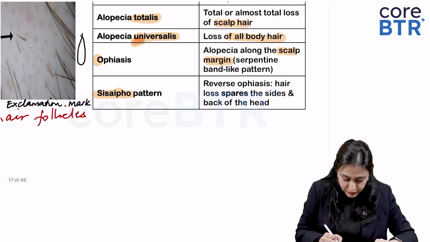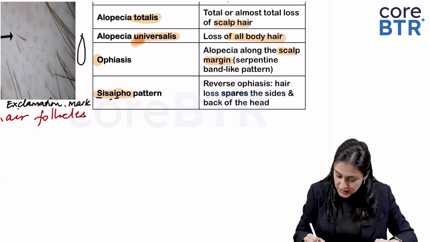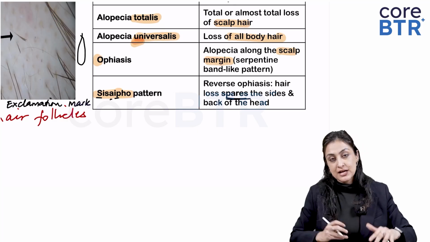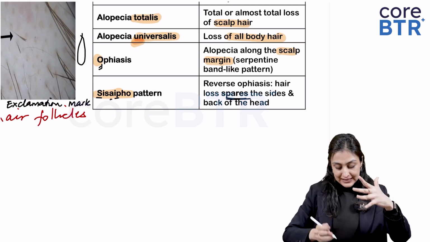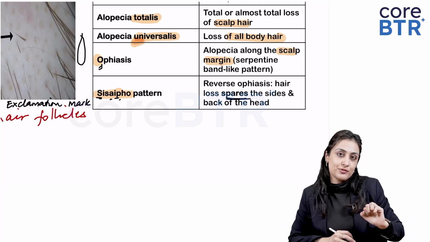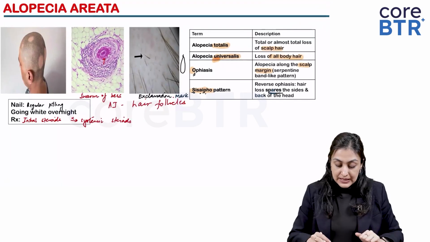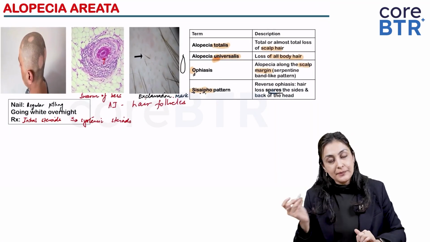So Sisypho has 'spares' in its name. So this spares the sides. Ophiasis affects the side, O. Sisypho spares the side, So. That's all you have to remember. Let them remember the full names, right? So this is alopecia areata.